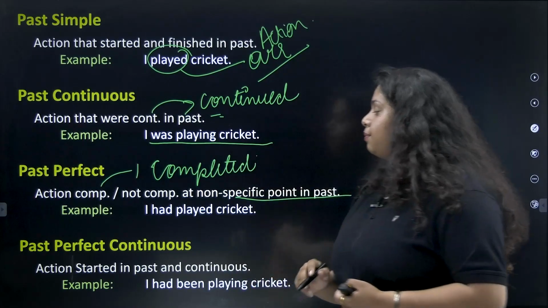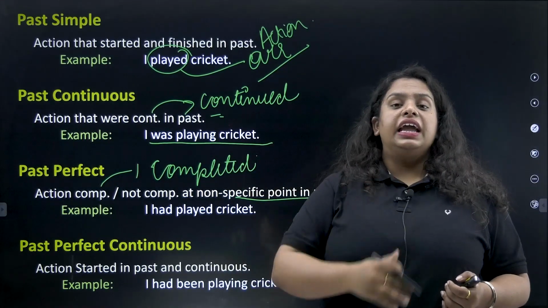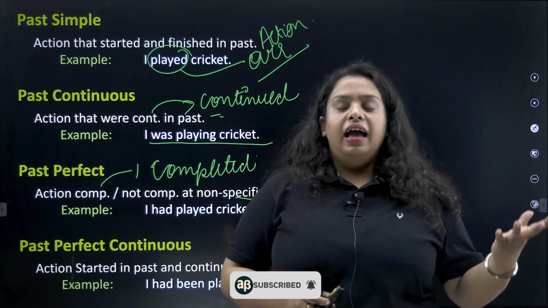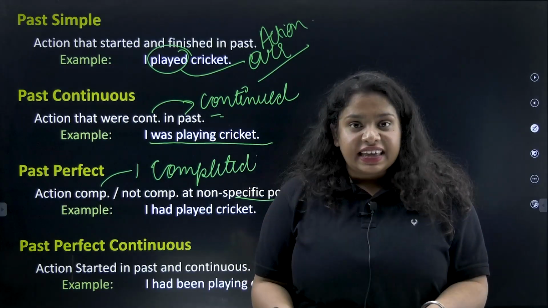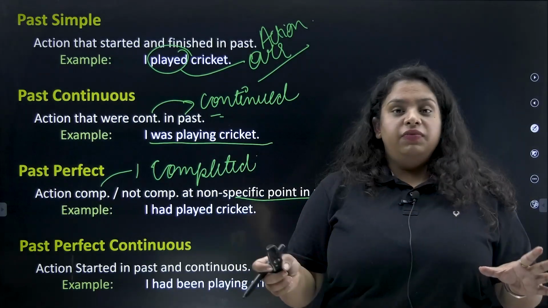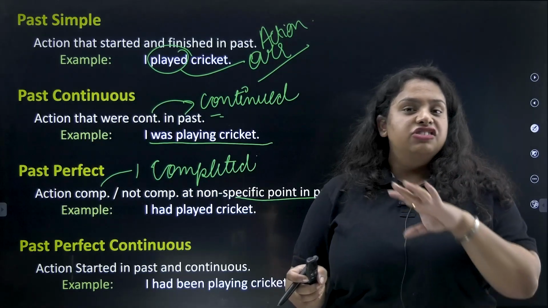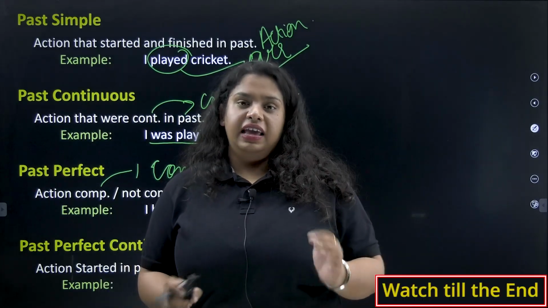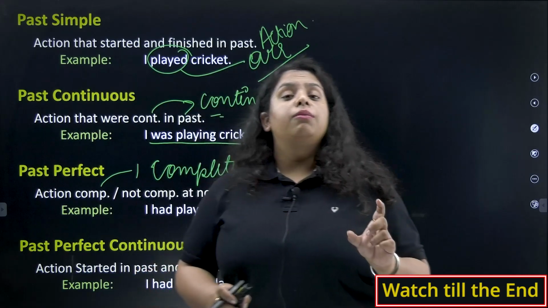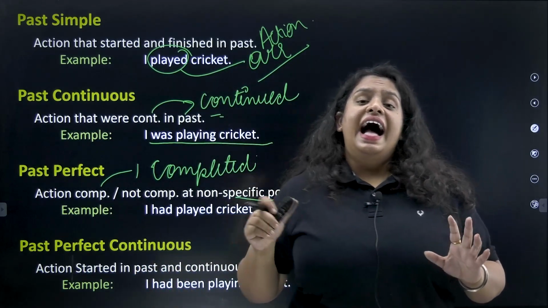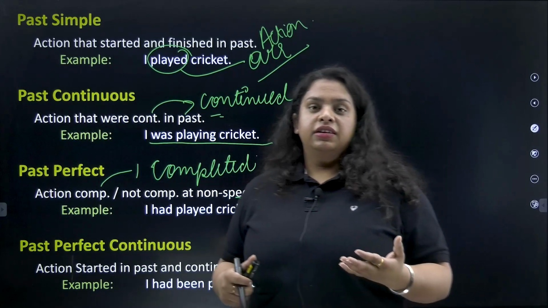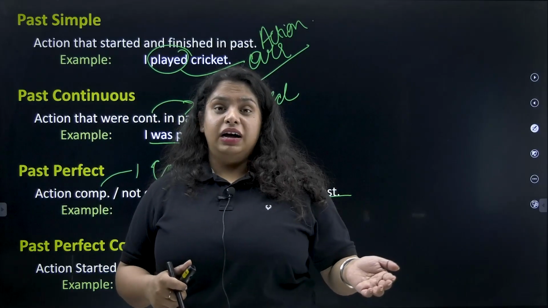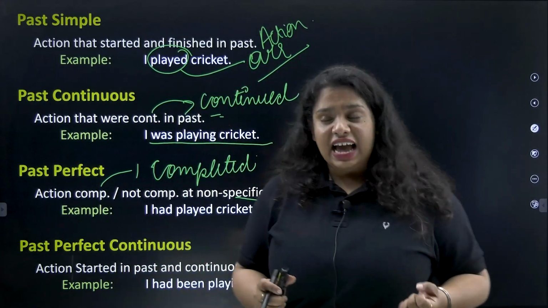All right, let's see the example here. I had played cricket. So this is an action which has already taken place. All right, and we get the sense that this action was completed. This action is not something that was unfinished or undone. This action was complete, but we don't know about the time. If the person is saying I had played cricket, we don't know whether he played cricket that day or he is talking about something from last year. So we don't know about the timings here.